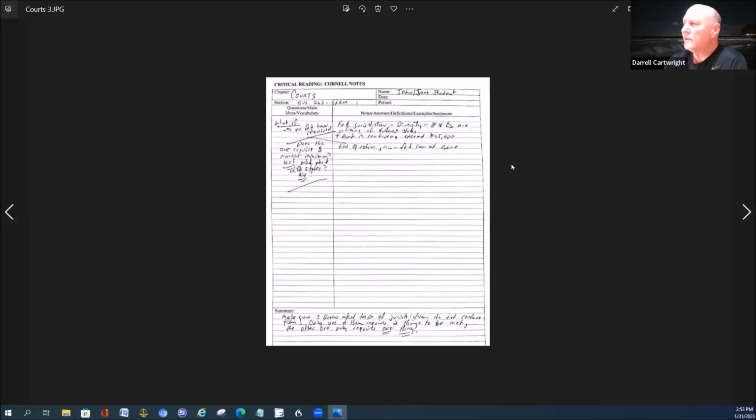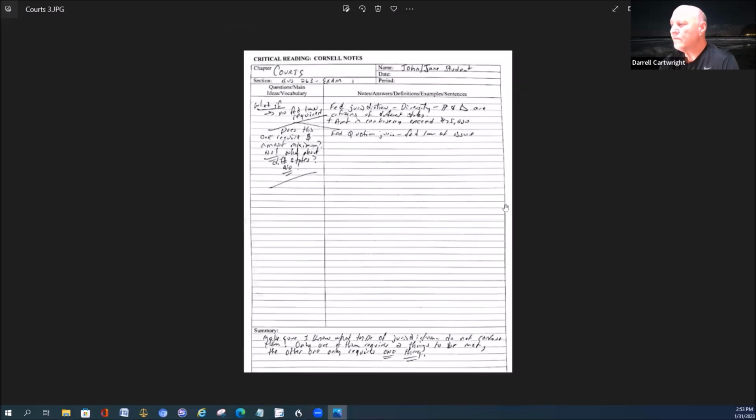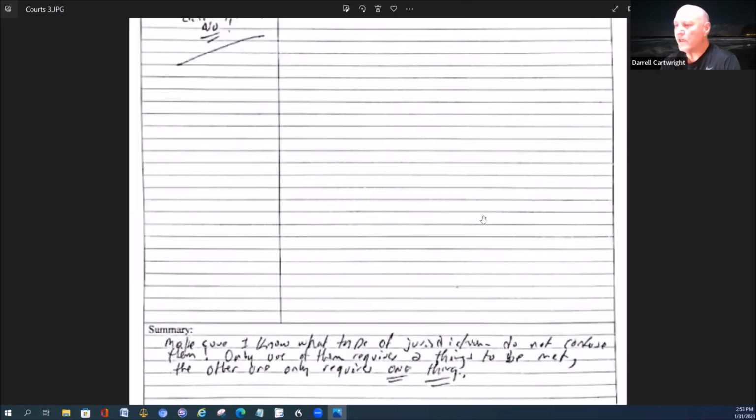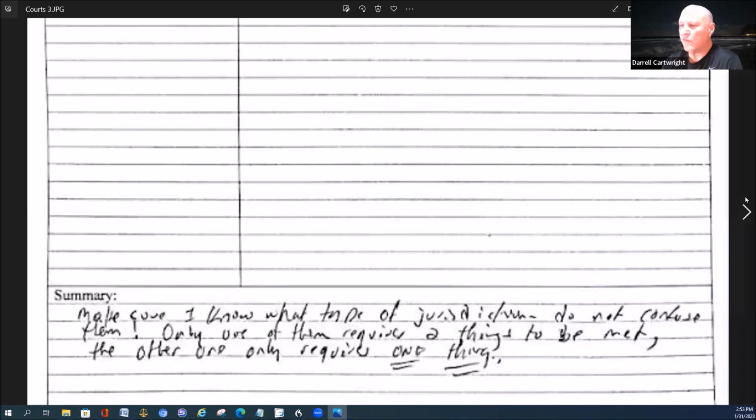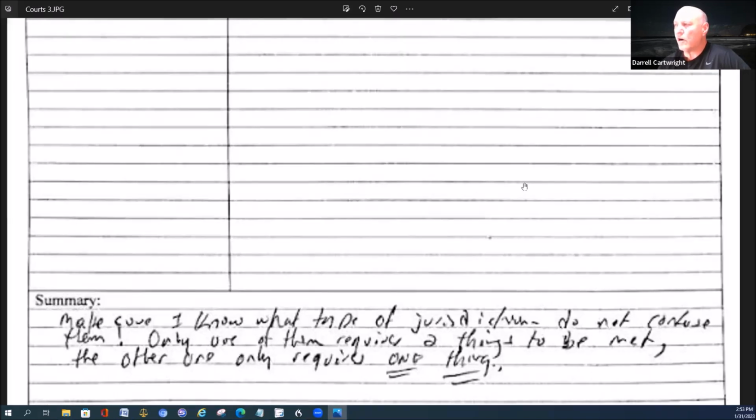I go back, and then at the very bottom, there's a summary. And so I kind of make notes to myself, make sure I know what type, I know my handwriting, I know what type of jurisdiction. Do not confuse them. Only one of them requires two things to be met. The other one only requires one thing. That's my summary to myself of the notes that I took. So it comes in three different parts.